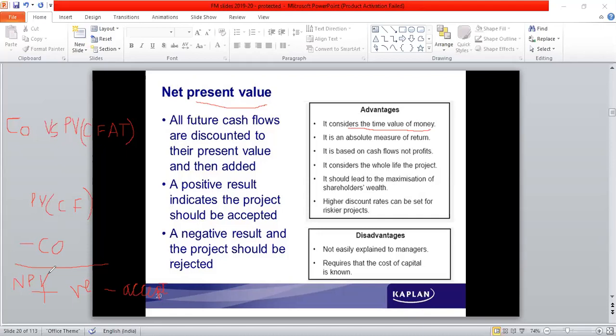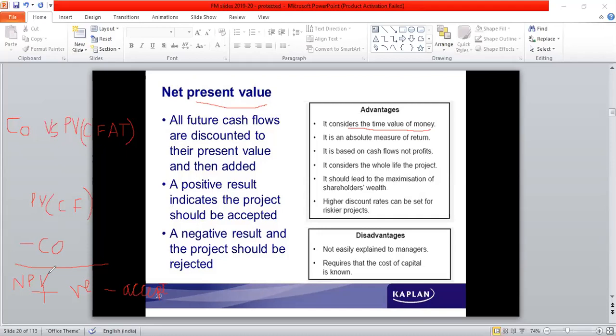So the future cash flows also have lesser value. Find out that lesser value as on today, total it up and use it for comparison with the investment. If the investment cost is less than that, accept it, otherwise reject it. Okay. A positive result indicates the project should be accepted, negative should be rejected.